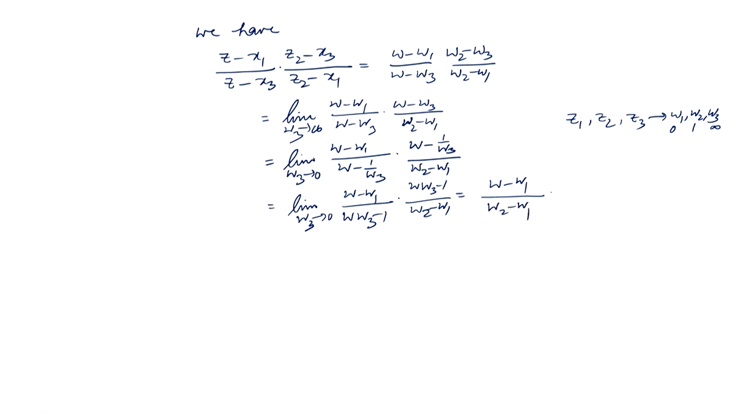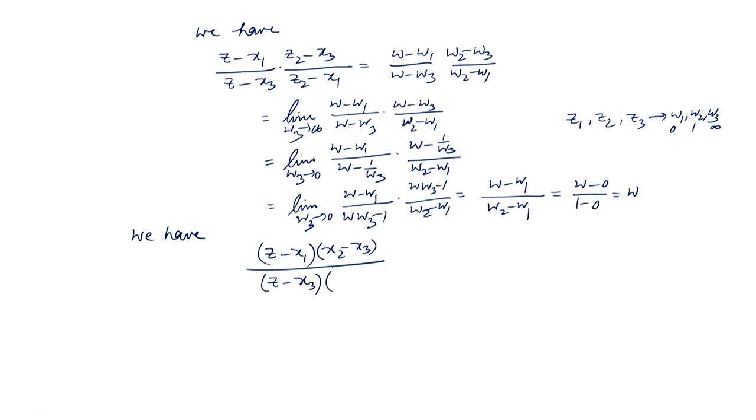W 1 is equal to 0, okay, and W 2 equal to 1, so 1 minus 0, so the right hand side is W, okay. So we have Z minus X 1 into X 2 minus X 3 divided by Z minus X 3 into X 2 minus X 1.